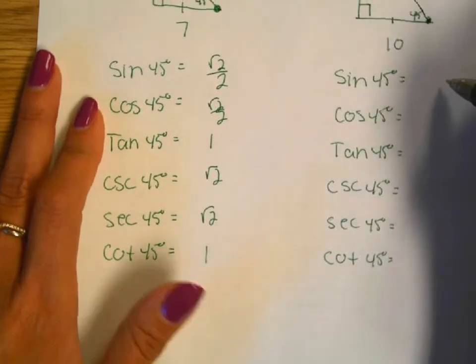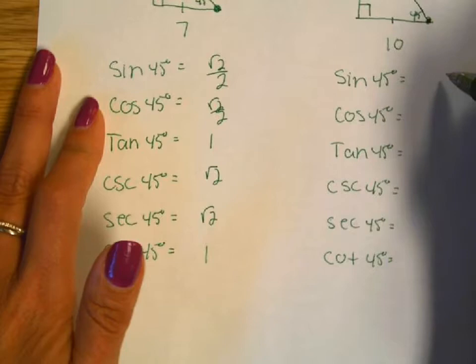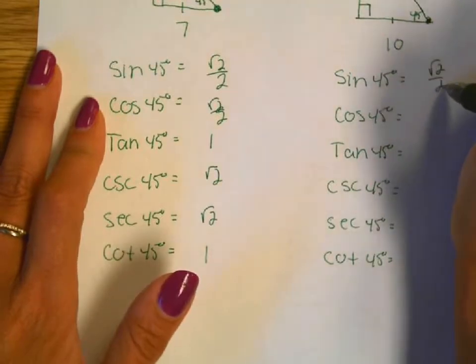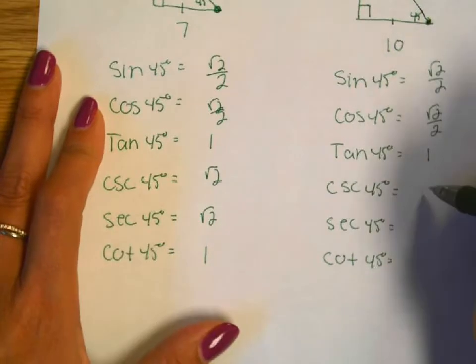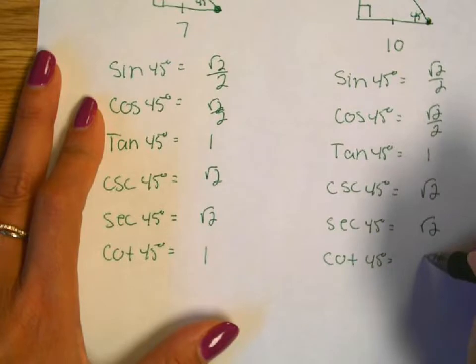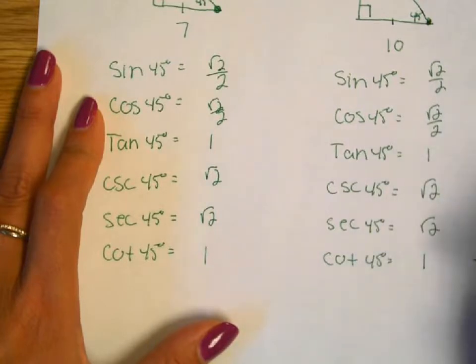All right, since you did the other triangle, Caitlin, what did you get? Radical 2 over 2. I like that. Radical 2 over 2. Yep. 1. 1. The radical 2. Did you do that on purpose? Yes, to prove a point.